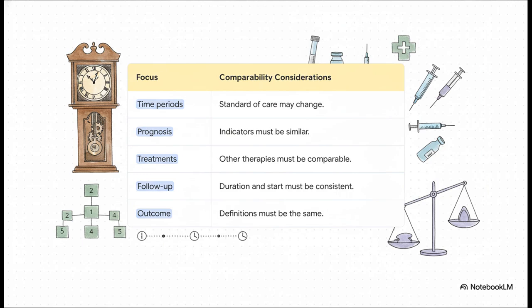The guidance gives us this fantastic checklist for making sure our groups are comparable. You have to ask these really critical questions. Has the standard of care for the disease changed over time? Are the patients in both groups at a similar stage of their disease? Are they getting similar background treatments? And so importantly, are the follow-up times and the outcome definitions absolutely identical? Any little difference here can completely sink the comparison.